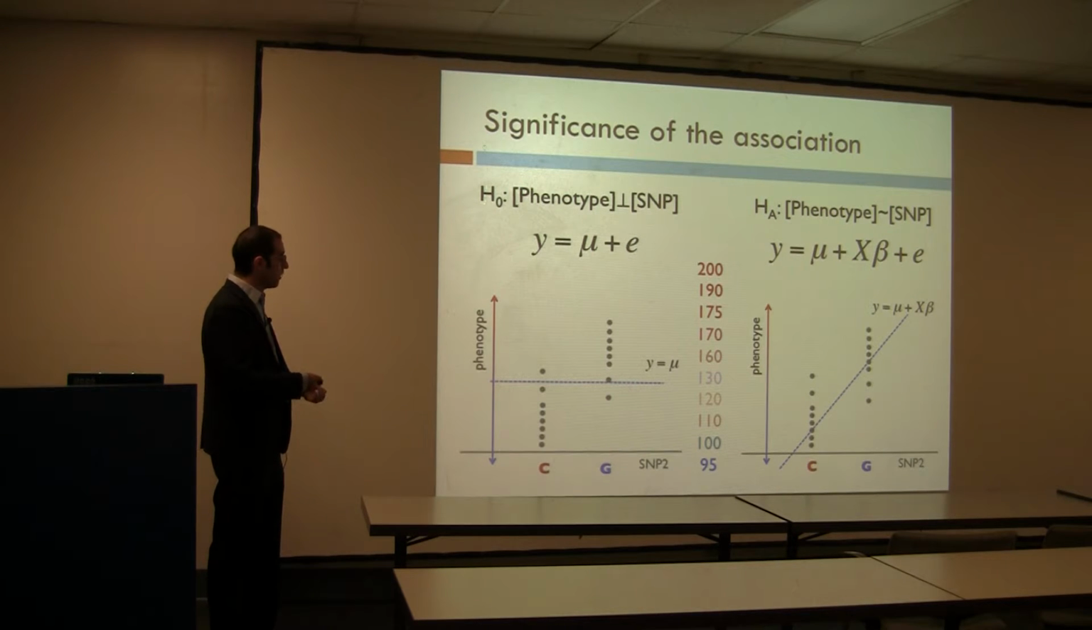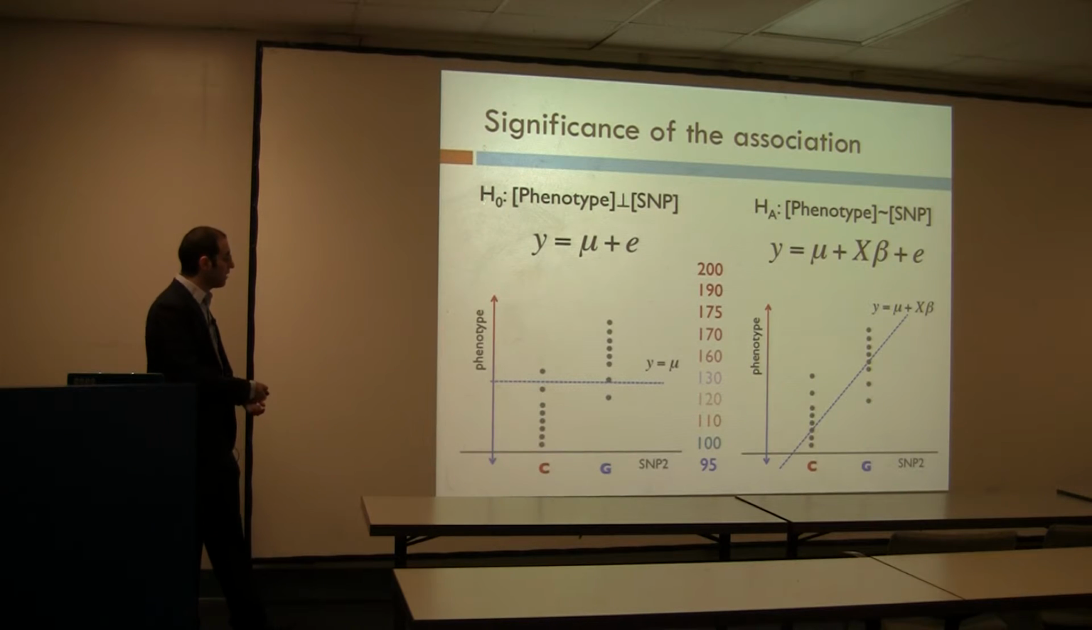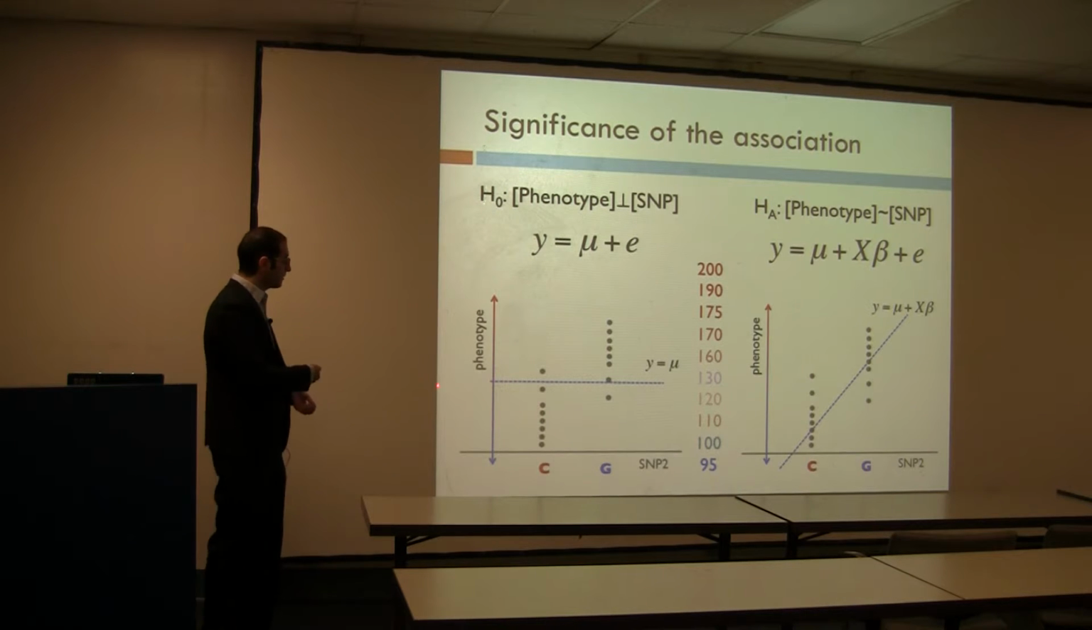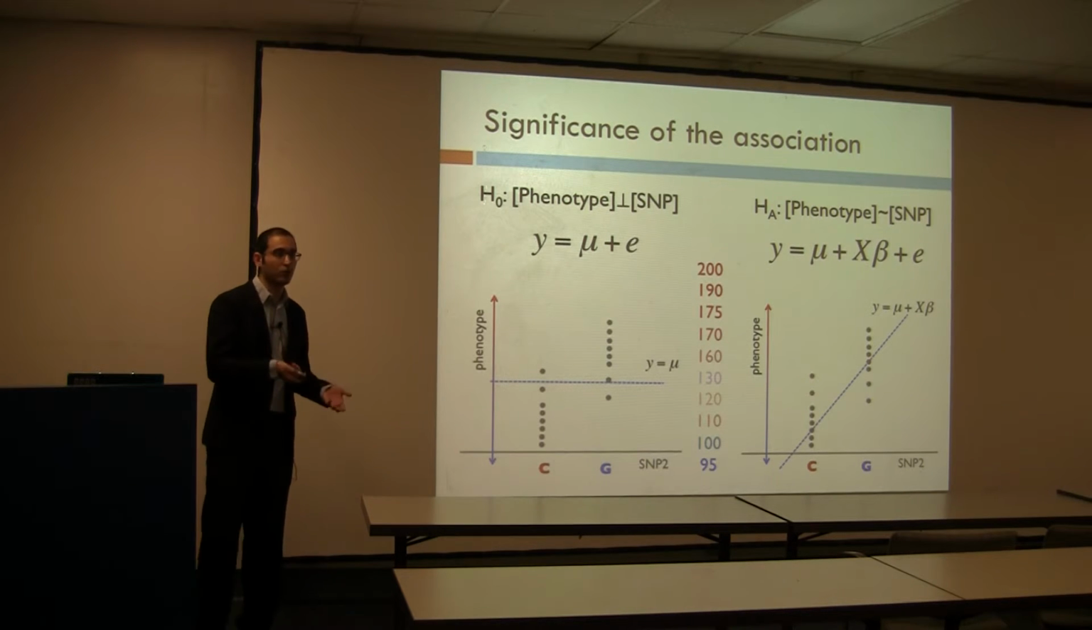And how you can represent this in a graph: the x-axis is the SNP allele that you have, the y-axis is the phenotype value, and each point represents one individual. The best line that you can fit in this data is maybe this horizontal line, which represents this model, which means that the SNP has no effect on the phenotype.